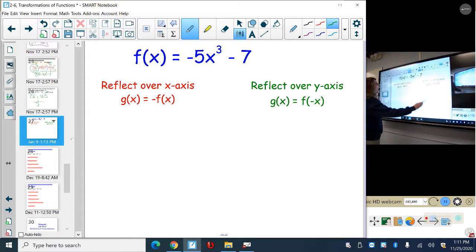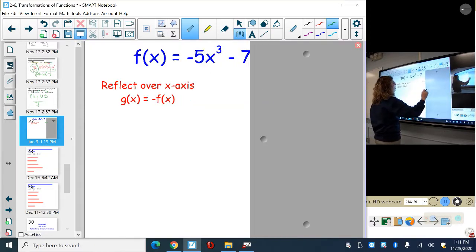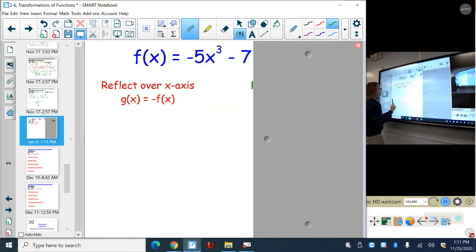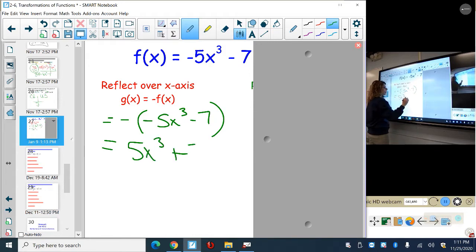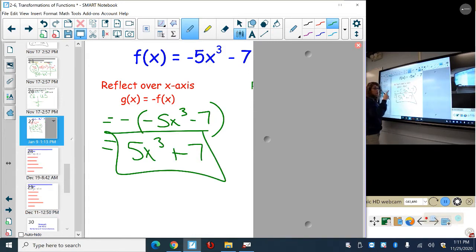Next, I'm giving you this function. These are 2 different problems. Since they are 2 different problems, I'm going to go like this, so you don't see this one. I want you to reflect this over the x-axis. That means you're distributing a negative. So I'm going to have a negative times -5x cubed minus 7. This gives me a 5x cubed plus 7. That is reflected over the x-axis.